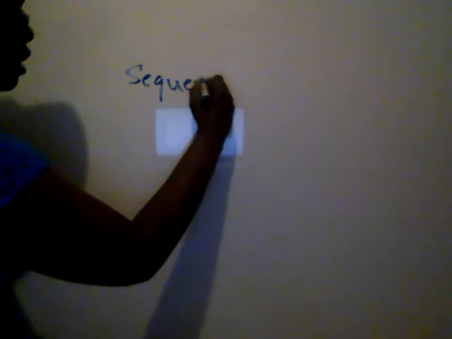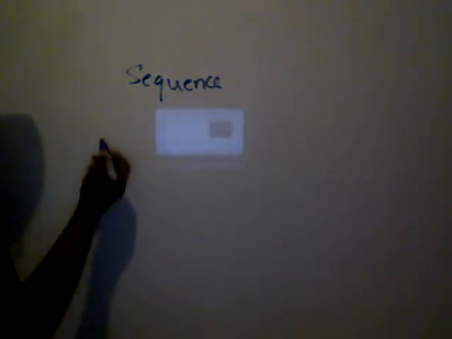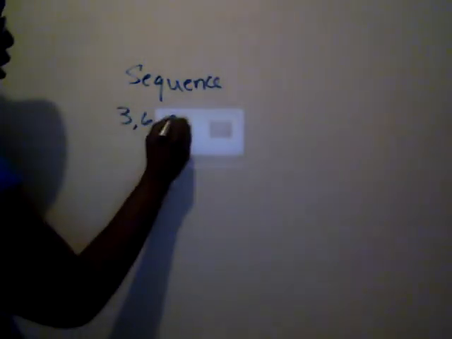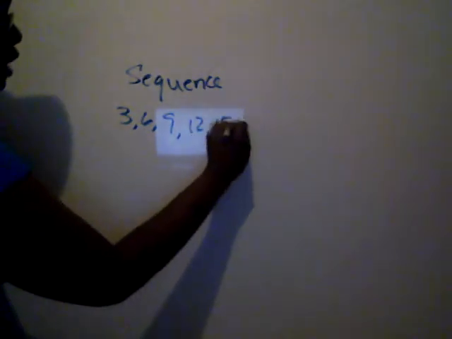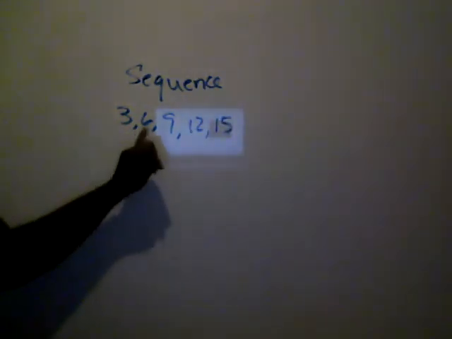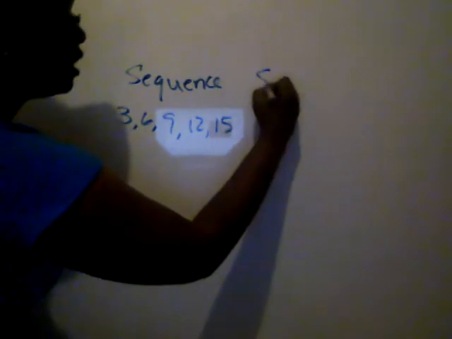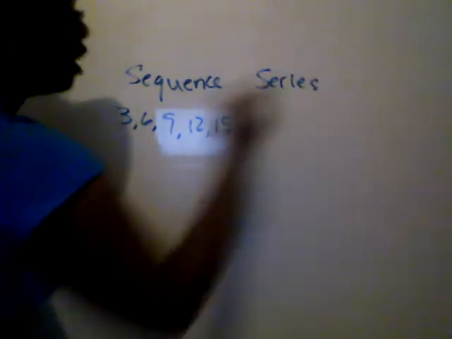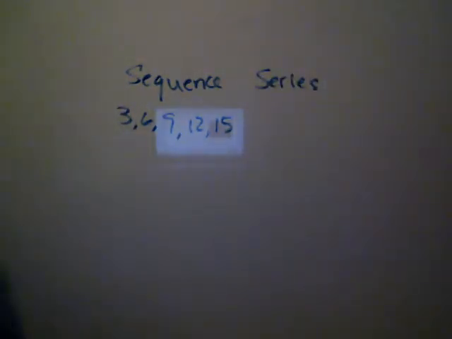So for this section, you guys are learning about sequences and series. One thing to keep in mind is the difference between a sequence versus a series, because we'll use those words interchangeably. A sequence is going to be something like 3, 6, 9, 12, 15. So they're usually terms that are separated by commas, whereas a series is not going to have commas. They usually have plus or minus signs.